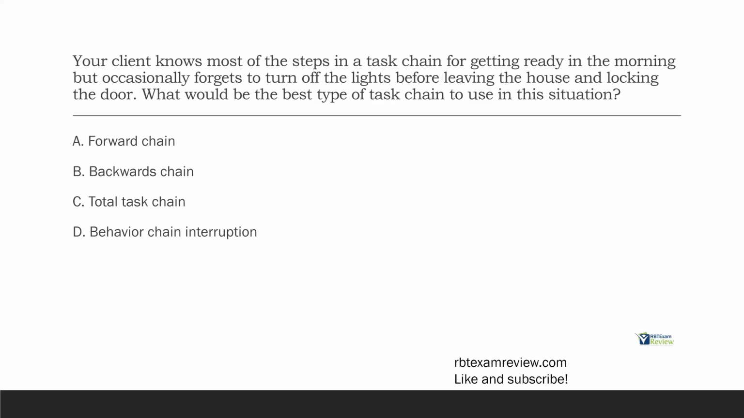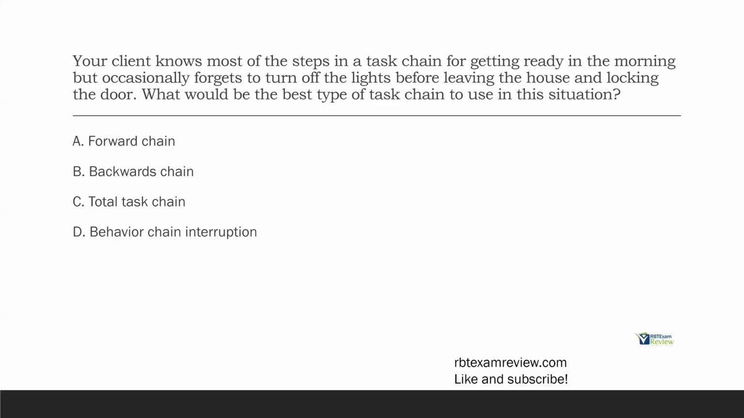But the key here is they know most of the steps. We don't need to go through that whole forward or backward chain process. We can just total task chain. Just teach the whole chain. Let them do the chain up until the point they don't know it. Teach that step, reinforce, and then let them continue. Total task chain is very effective: 1, if they know most of the steps in the task chain, or 2, if they're really good learners. If they're going to be able to learn a chain very quickly, there's no need to forward or backwards necessarily.